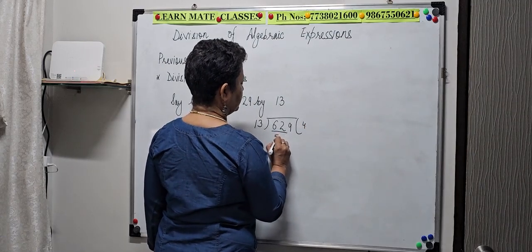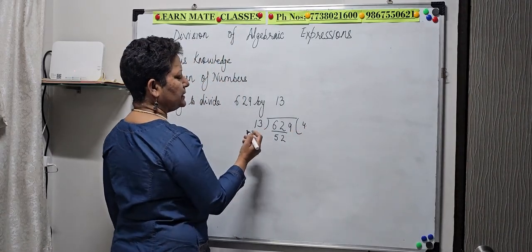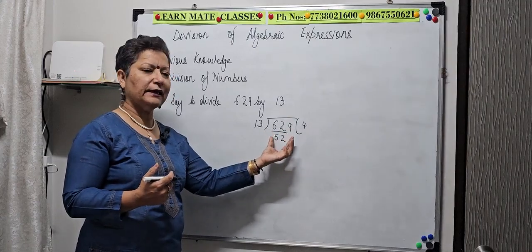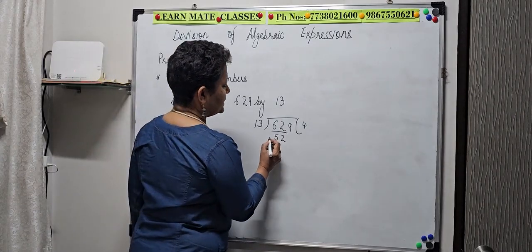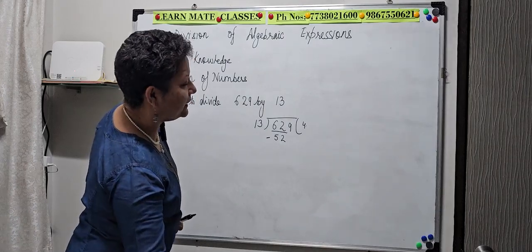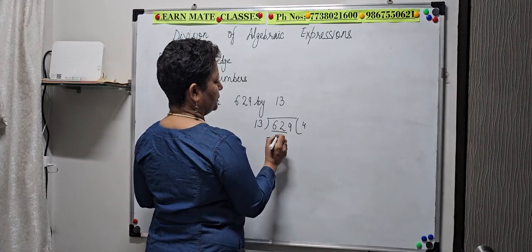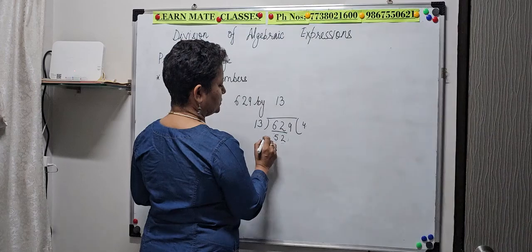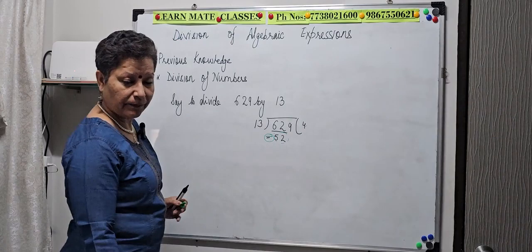So, how did I get 52 here? This is simply a multiplication of this and this. With each step, what are we trying to do? We are trying to reduce the balance which is there in the dividend. Sometimes it will come to 0. And what did we do next? We subtracted it. How did we write that 52? It was a product of the quotient and the divisor. And you have to subtract. This is what you are going to keep in mind even when we do algebraic division.